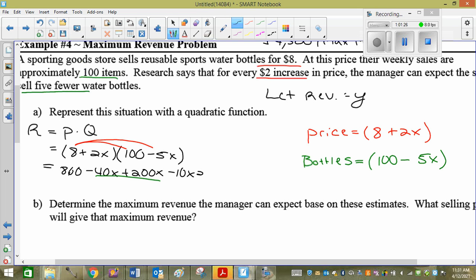We're going to do what we did on the last problem, combine our terms and reorder. So I'm going to move the negative 10x squared to the front. Add these, which will give us plus 160x, and then plus 800 on the end. So that's the quadratic function that represents the situation.